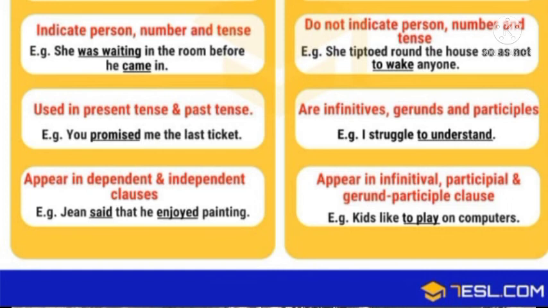And the last difference between finite and non-finite is that they appear in dependent and independent clauses. A finite verb is always used in independent or dependent clauses. For example, Jean said that he enjoyed painting. In this sentence there is a dependent and an independent clause, and the main verb or finite verb is used in both.